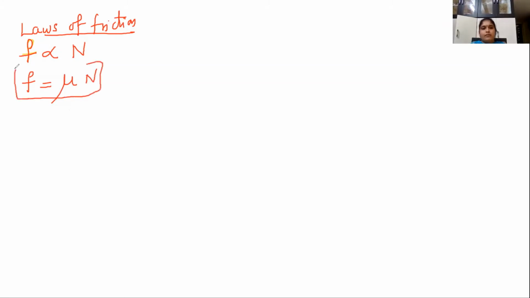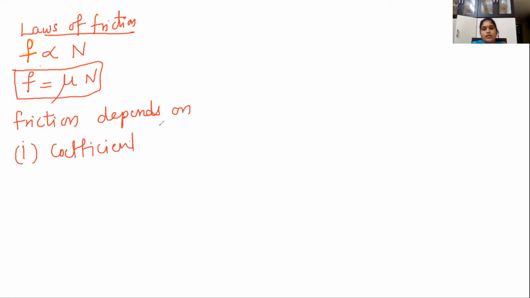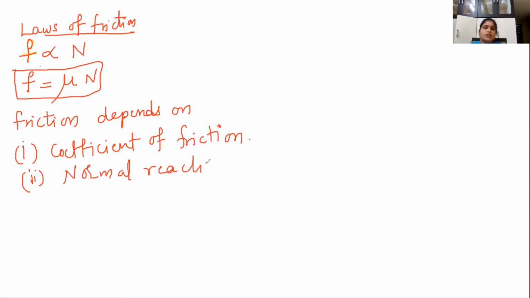This is the formula. Okay, so on what factors does friction depend? The first factor is the coefficient of friction, which depends on the nature of the surfaces in contact. The second is the normal reaction. So these two factors majorly affect the frictional force, and the calculation formula for it is mu into N.